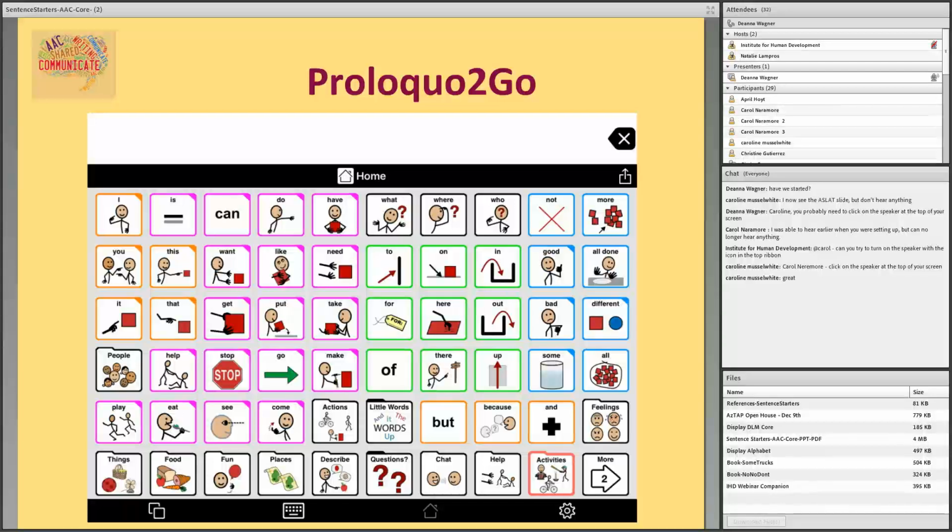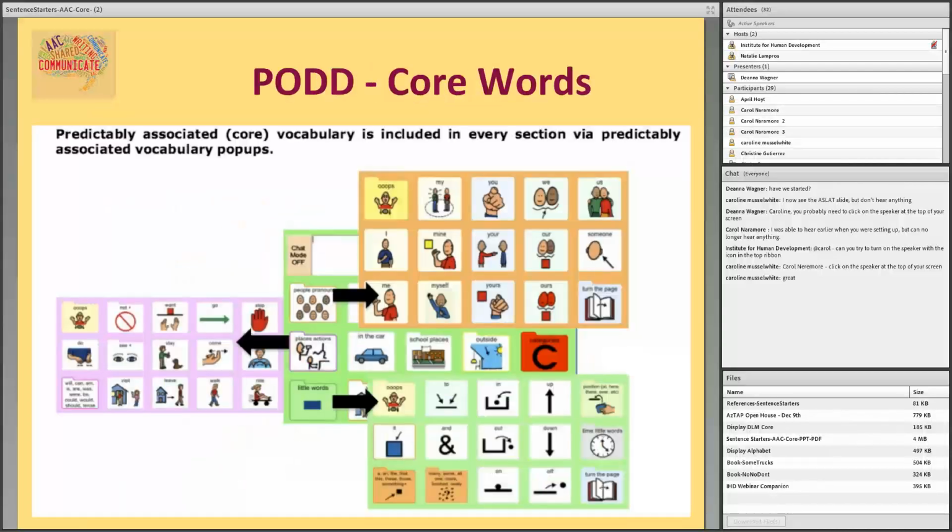Proloquo2Go also is now using a core word approach with the Crescendo vocabulary. This is a 6x10 array. It depends on how many core words will show up on various templates across pages, depending on how many rows and columns you have in your appearance menu. So you want to make sure that if you're using Proloquo2Go, that you put enough rows and columns in your grid so that you can see words within the templates that are the core words across activities.